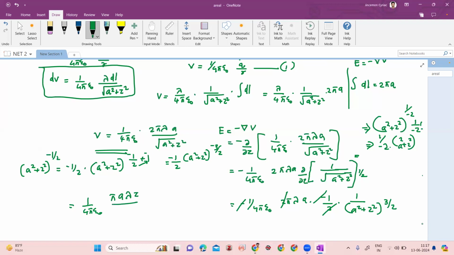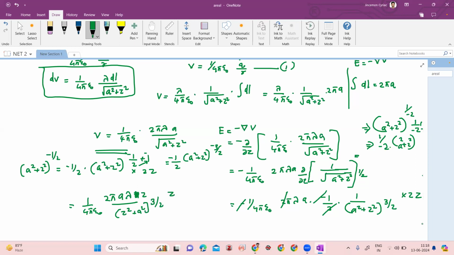Here also, it is n into a raised to n minus 1, and we want to take the derivative of z also, the derivative of z square, that becomes 2z. So there is a 2z term also in the numerator. So here we can write a 2 and we can write a z here. So 2 pi a lambda z by z square plus a square all raised to 3 by 2.